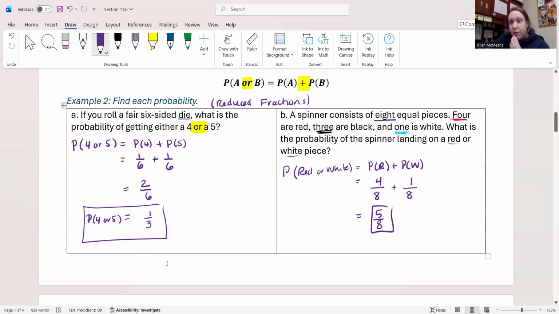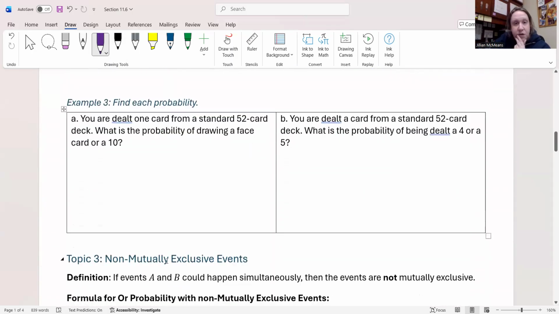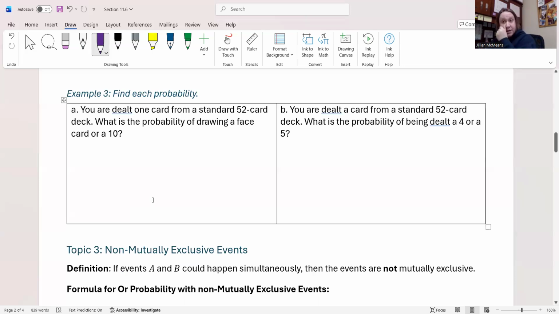Now, example 3 goes into the next page. All right, so example 3 again says find each probability, and I'll tell you when we want to start doing decimals, but for now, go ahead and assume that we want reduced fractions as our answer. Okay, so for part A, it says you are dealt one card from a standard 52 card deck. What is the probability of drawing a face card or a 10?